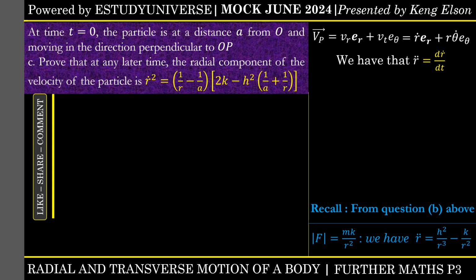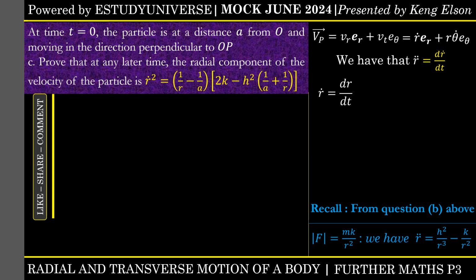You realize that from the previous question, our r double dot is in terms of r, it's not in terms of t. So I need to get a similar expression of r double dot in terms of r, so that I can have a differential equation where I can separate variables and integrate. So let's start developing.